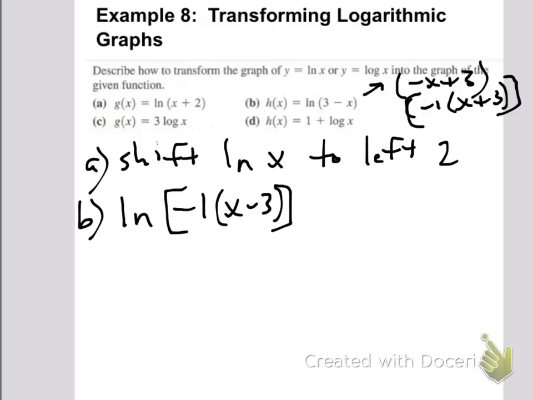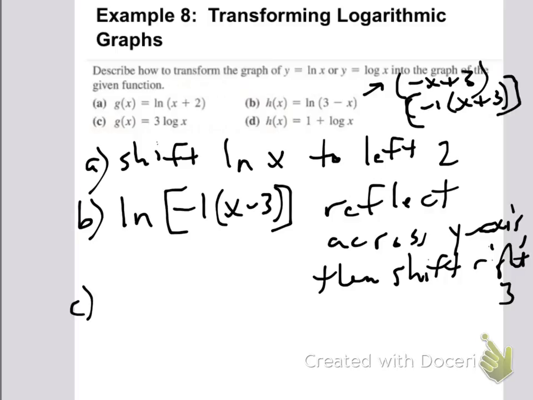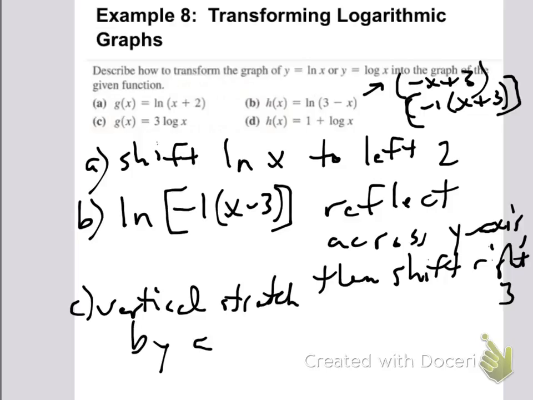Okay. So we are going to reflect across the y-axis, okay, and then shift, sorry for my writing, right 3. Wow, that's terrible handwriting. Maybe the worst of all time. Okay, so again, these are our normal transformations. Nothing big is happening. C, 3 is in front. So it's a vertical stretch by a factor of 3.